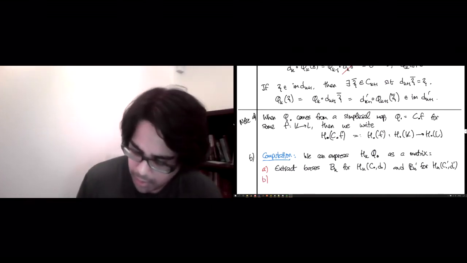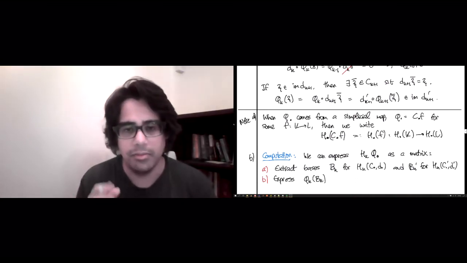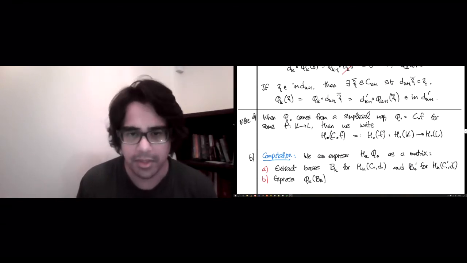B, you want to express the image of each basis vector. So this is going to be a set. You attack every basis vector in BK with phi, and that's going to give you some matrix.